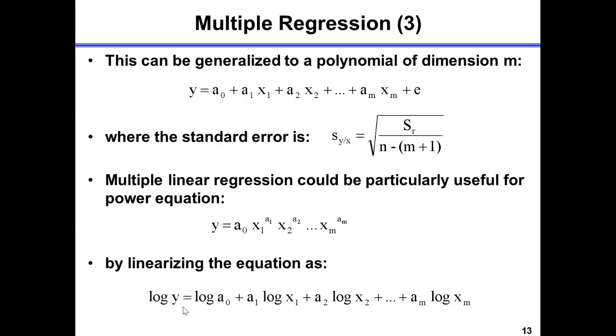So first we are going to linearize that, and when we take the log from both sides and linearize that, then simply we can say that it's very similar to this one, right? So I have a1 log of x1, which is my first variable, my second variable, and my nth variable.